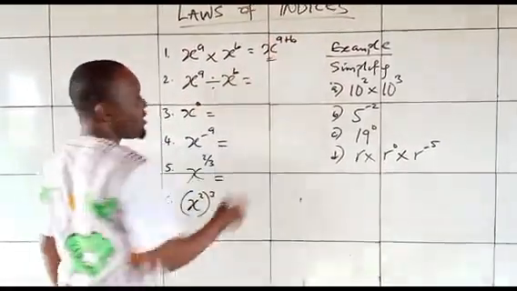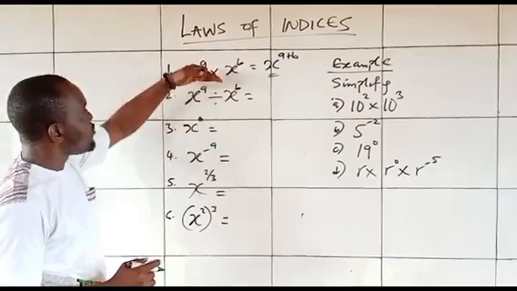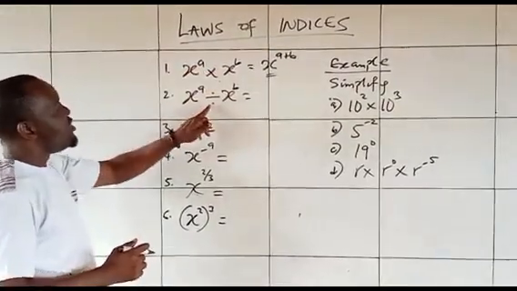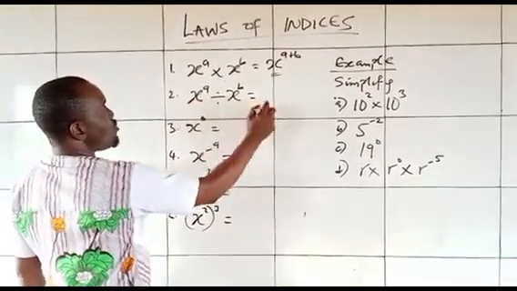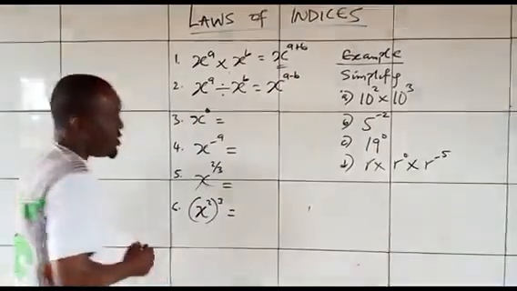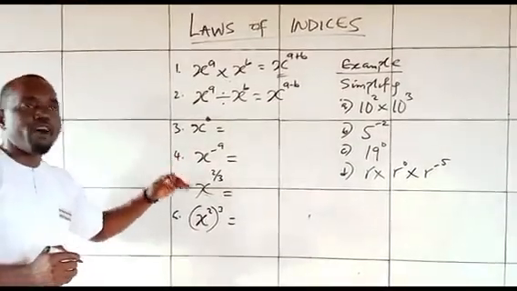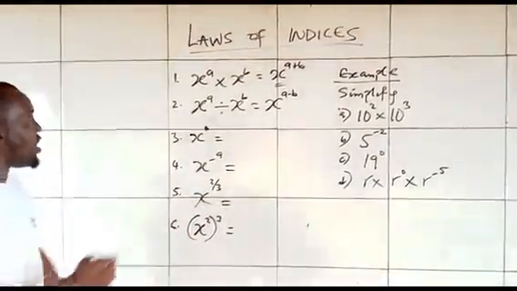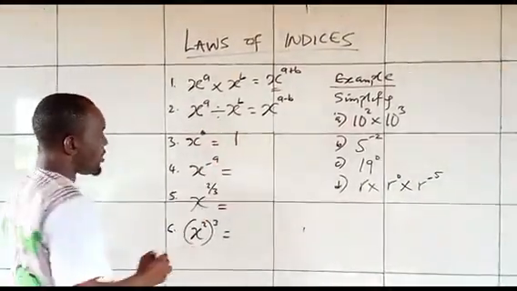This is our answer. Then the second one, just the same way we did for multiplication, division becomes subtraction. So they are also the same, so we pick x raised to power a minus b. Then the third law: anything raised to power 0 is equal to 1. So therefore, x raised to power 0 is equal to 1.